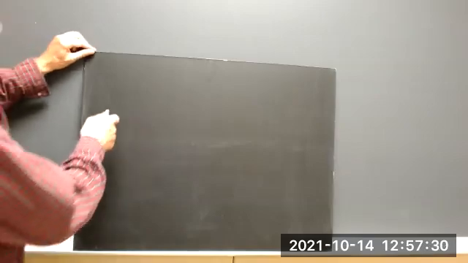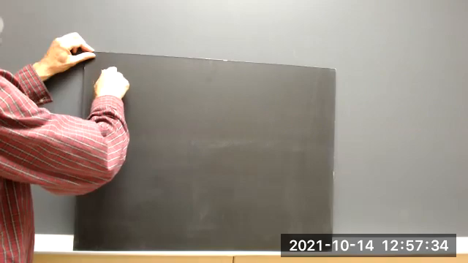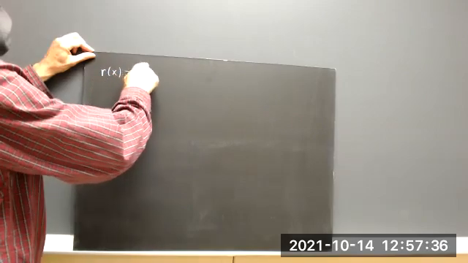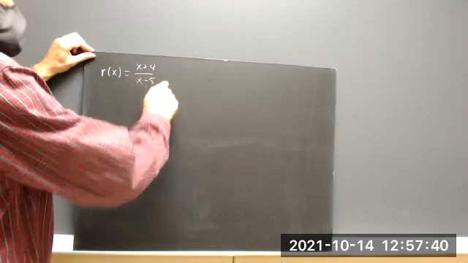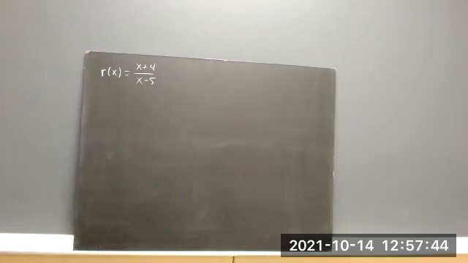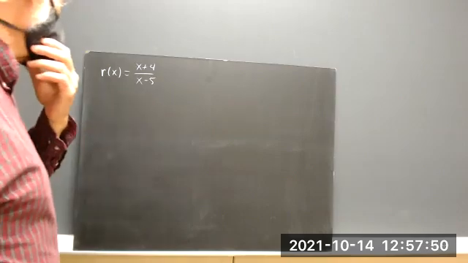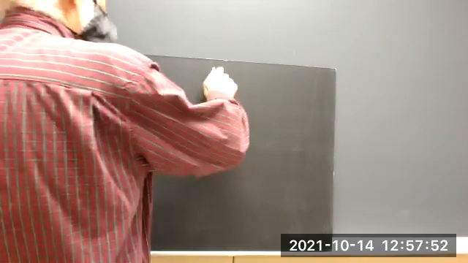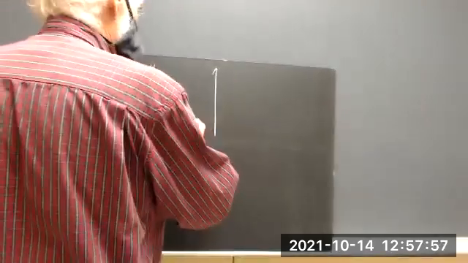Here's an example of a rational function: r of x equals x plus 4 divided by x minus 5. What we want to be able to do is graph this thing.